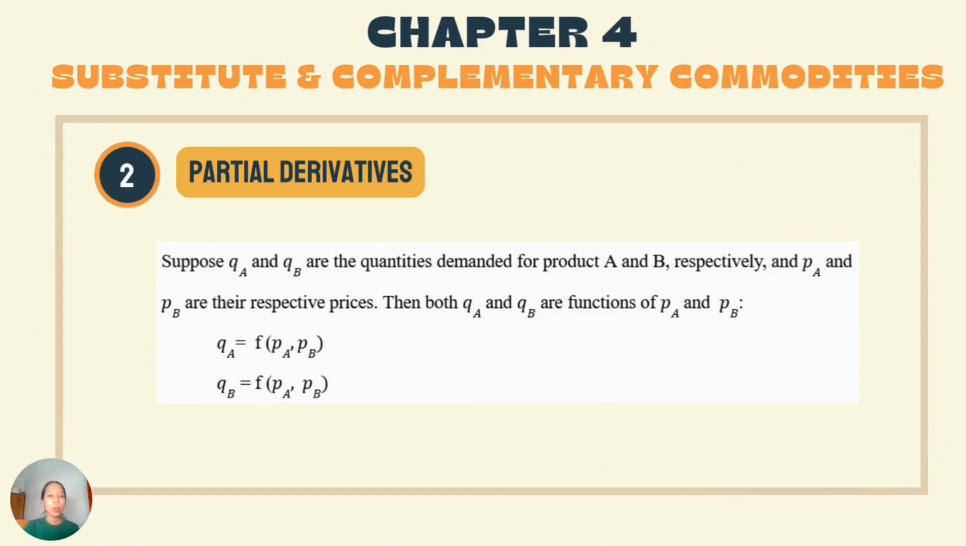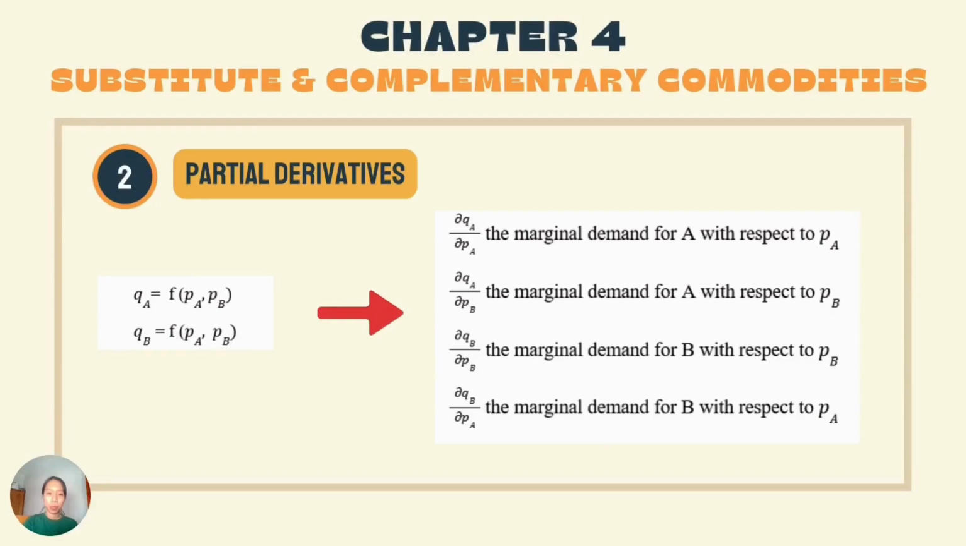Okay, so suppose we have the quantity demanded function for product A and product B, as you can see here, and PA and PB are the respective prices for product A and product B. So based on this demand function, we can find four different partial derivatives. The first one is the marginal demand for product A with respect to the price of product A. Okay, and the derivative number two is different. We still find the marginal demand for product A, but now with respect to the price of product B, and the marginal demand for product B is the same as A.